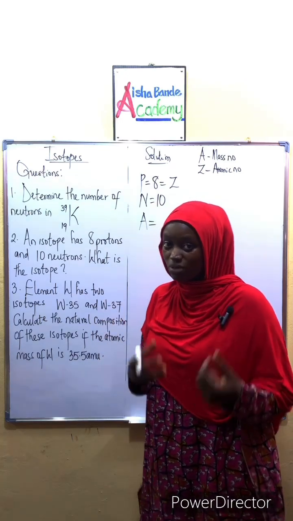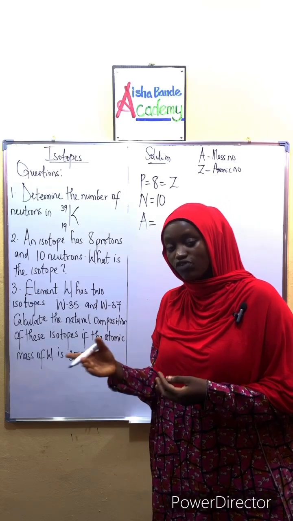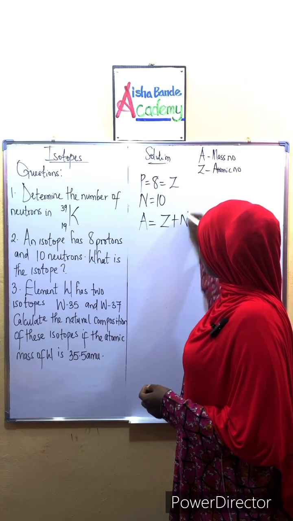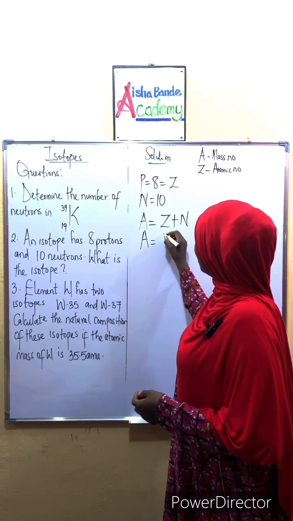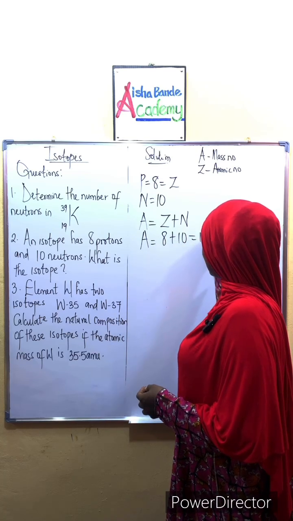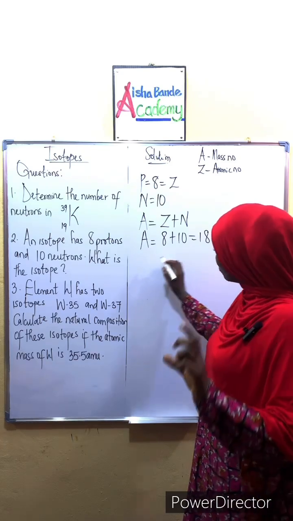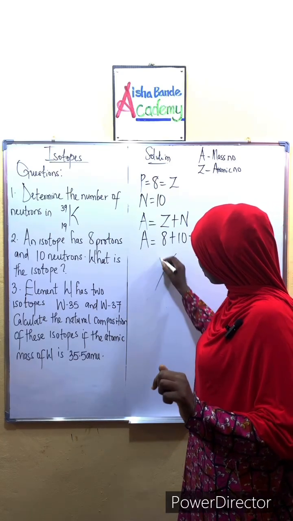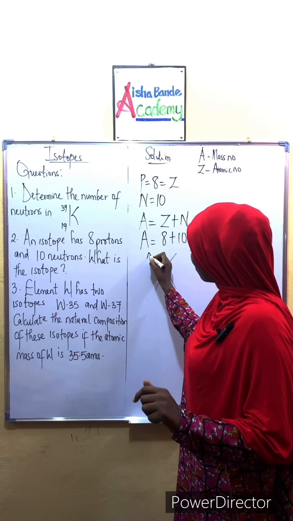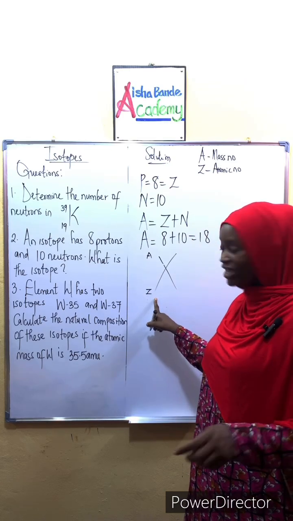I remember I said that the mass number is the number of protons and neutrons in the nucleus of an atom. So the number of the protons, Z, plus the neutrons, okay? So for us to get the mass number A is going to be, that is 8 plus 10, and this gives us 18, okay? So what this means is that, as we know, this is how an isotope exists. We have isotope X, which has the mass number A and the atomic number, which is Z, right?